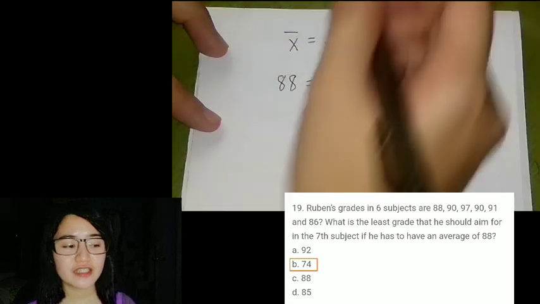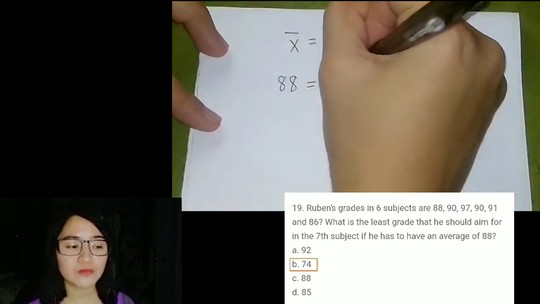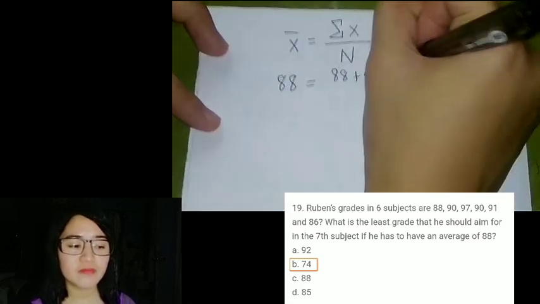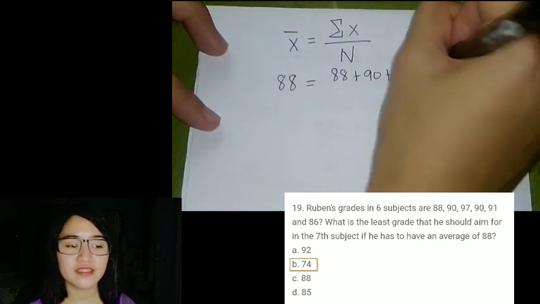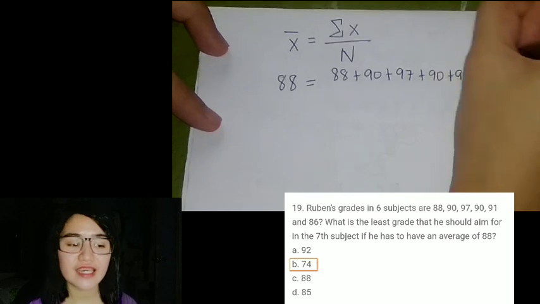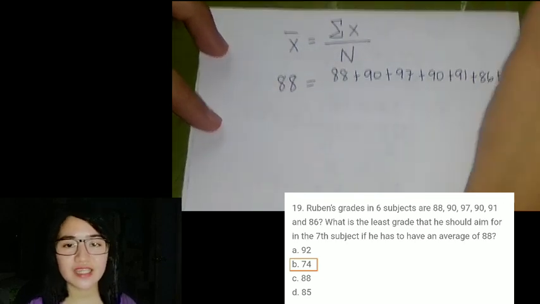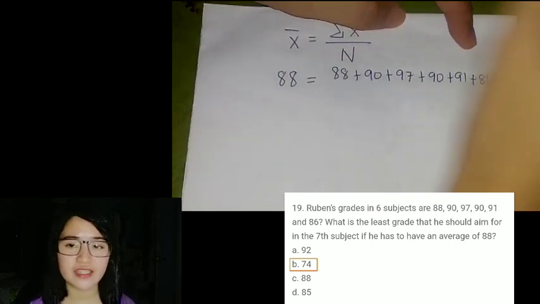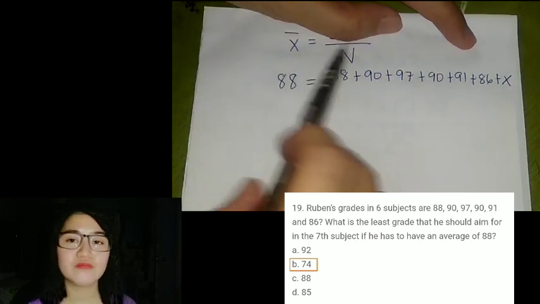So, yung average natin is 88. Then, equal to 88 plus 90 plus 97, 90, 91, and 86. And then, plus x. So, yung x na yan, ayan yung magre-represent ng grade niya sa 7th subject para magkaroon siya ng average na 88. Kaya, divide all terms by 7.